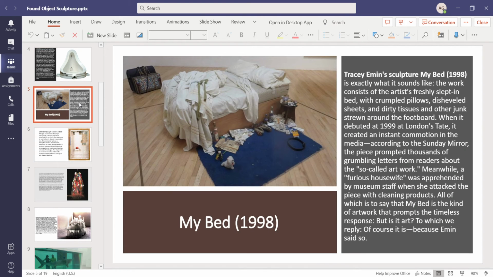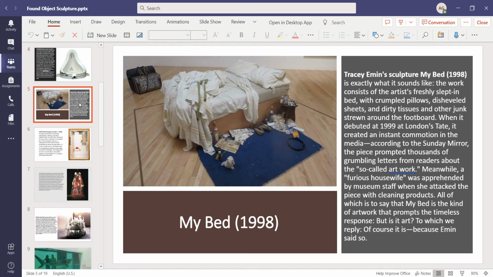My favorite one is called My Bed by Tracey Emin from 1998. Basically, it's the artist's freshly slept-in bed with crumpled pillows, disheveled sheets, and dirty tissues and other junk all around the footboard. It debuted in an art gallery in 1999. The media and a lot of people really were critical of it. There were a lot of letters criticizing the artwork, calling it so-called artwork. Even a furious housewife was apprehended by museum staff when she attacked the piece with cleaning products. So clearly this got a reaction out of a lot of people.